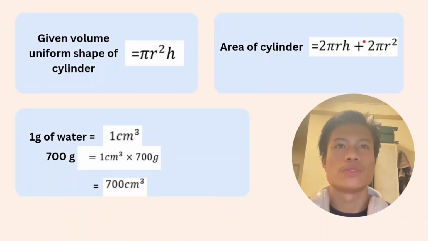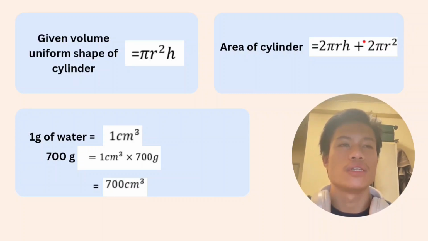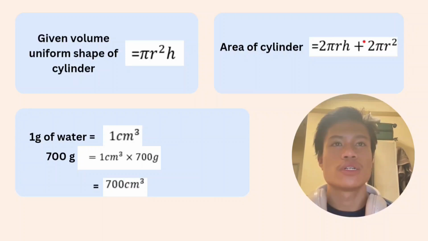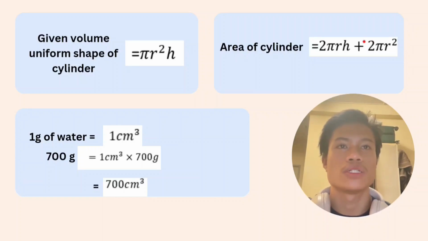Given that the volume of a uniform cylinder shape is equal to pi r square h, and the area of the cylinder is equal to 2 pi r h plus 2 pi r square. As we know, 1 gram of water will be equal to 1 centimeter cube. So 700 grams of water should be 1 centimeter cube times 700 grams, which will give us 700 centimeter cube.